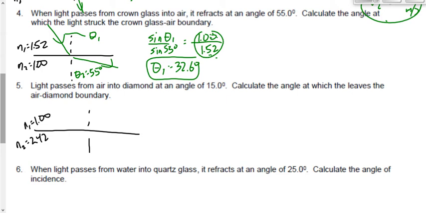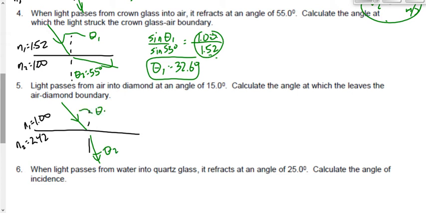We're going from air to diamond. What's going to happen here? Is the light going to speed up or slow down when it goes from low to high index? It's going to slow down. And if V goes down, theta is going to go down. So it's going to bend toward the normal line here. Theta 2 is going to be smaller than theta 1. That's what we're looking for, is theta 2.